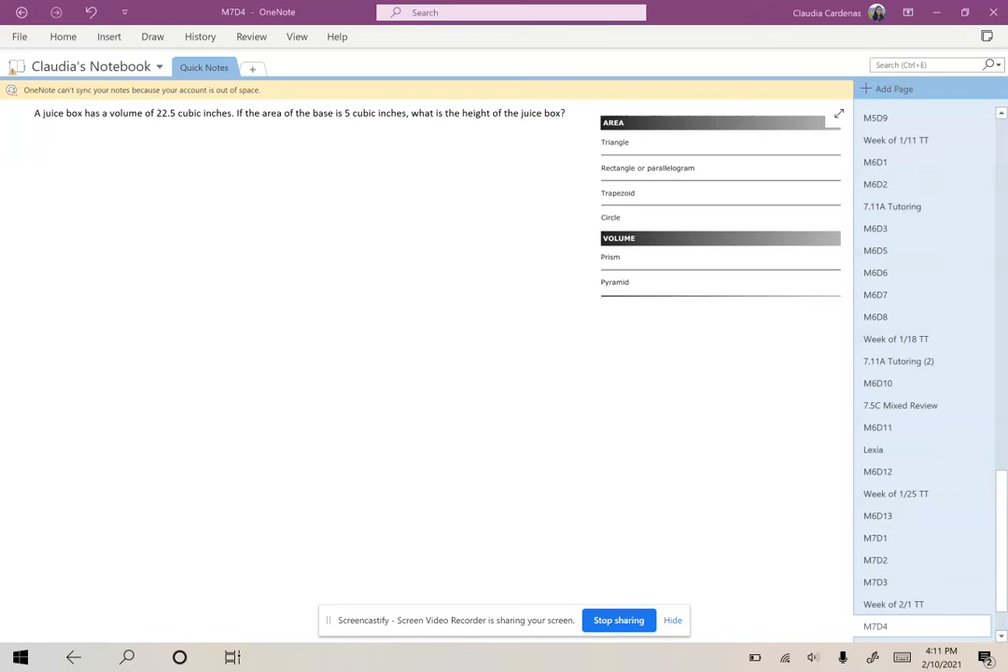Alrighty, so let's go ahead and look at this problem below. A juice box has a volume of 22.5 cubic inches. If the area of the base is 5 cubic inches, what is the height of the juice box?